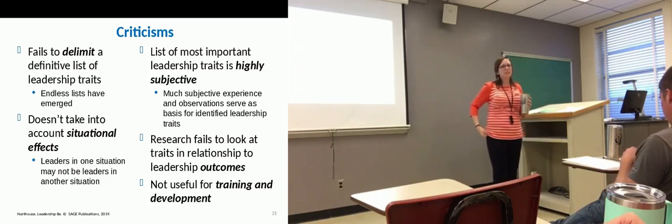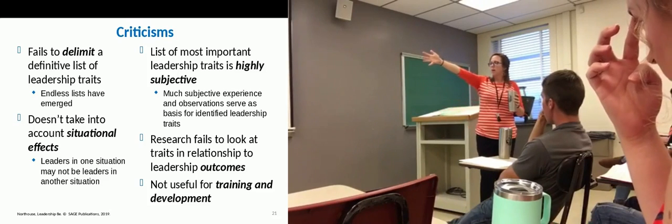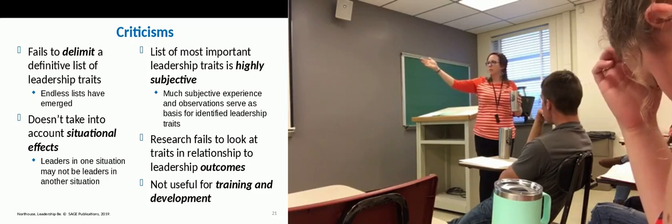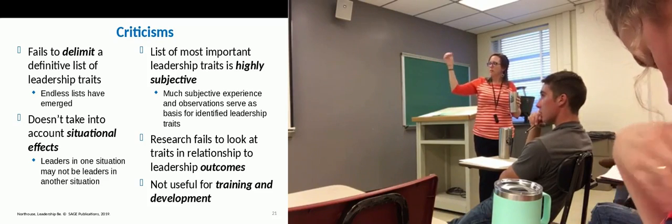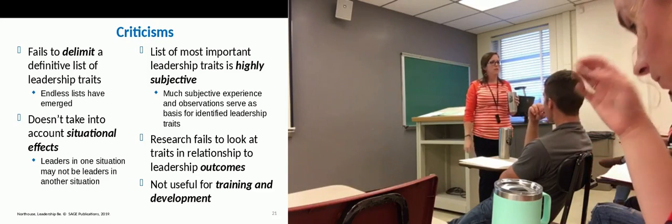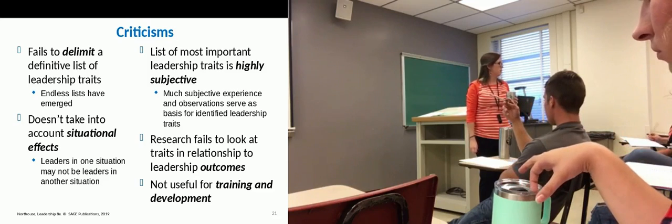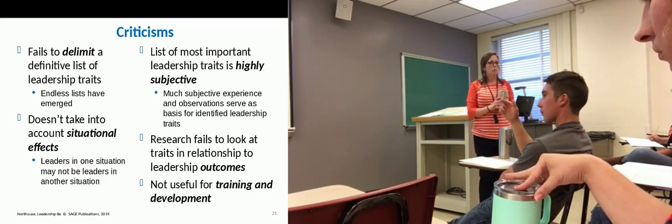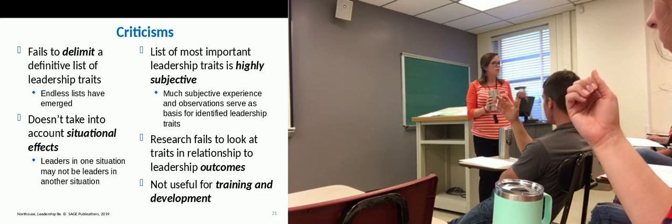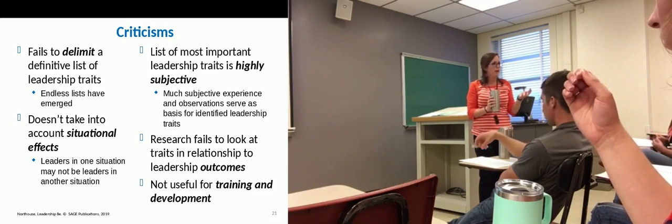Another thing is it doesn't take into account situational effects. If I tell you that, according to the Big Five, to be an effective leader you need to be high in openness, conscientiousness, extroversion, agreeableness, but low in neuroticism, is that what's needed for every single situation every single person in the world is in? Why? Everything's different. There's so much else going on. The world is so much more complex than that. We do not live in a bubble, right?